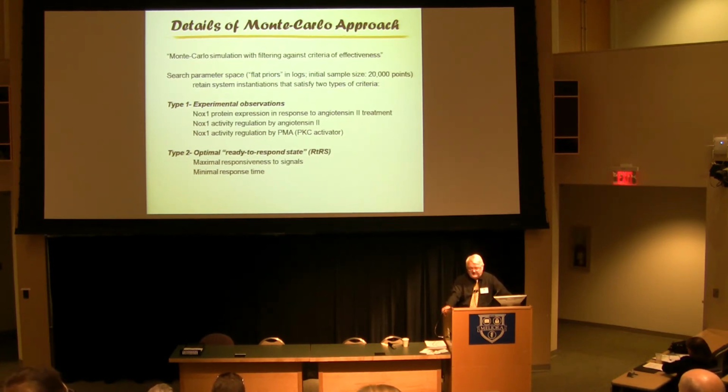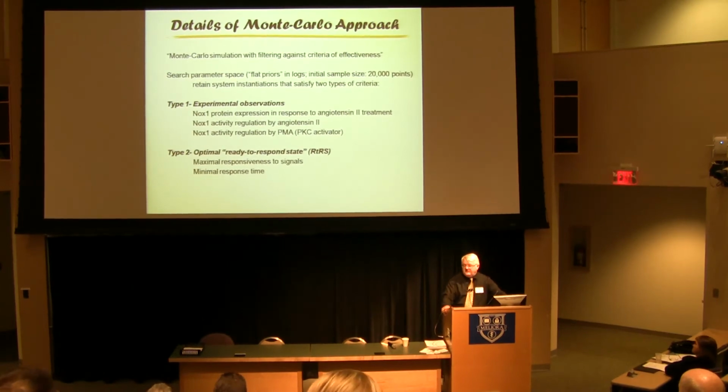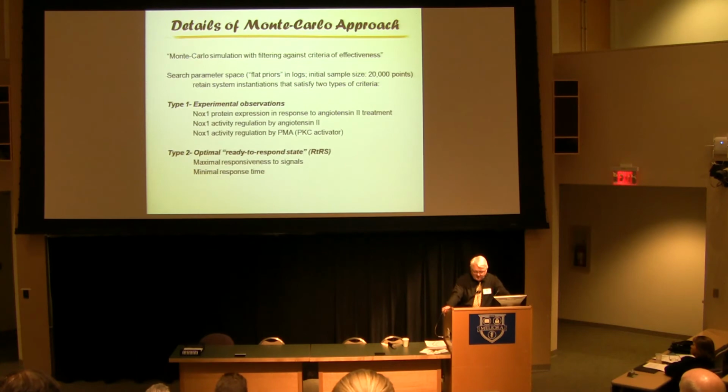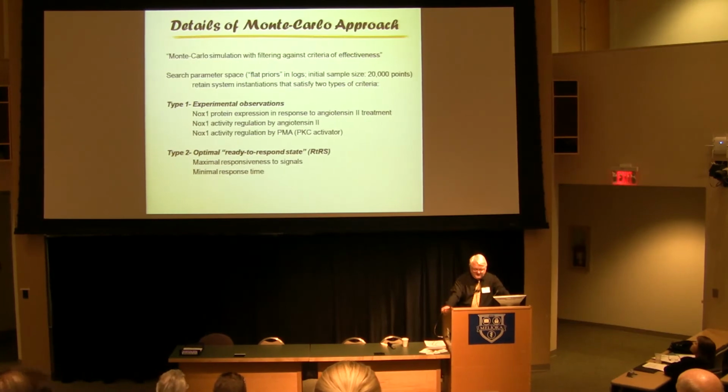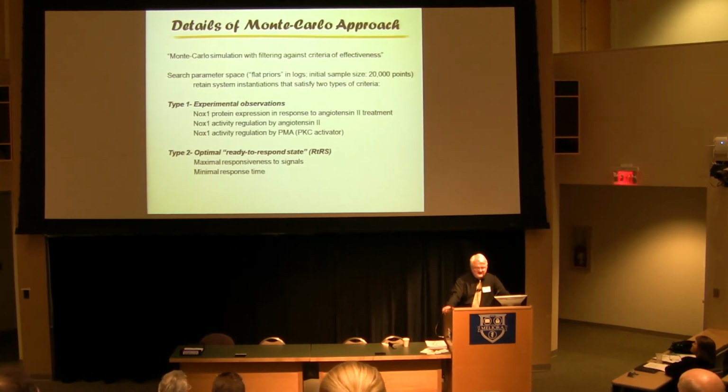And then we looked at system instantiations, so parameter sets, value sets, that satisfy two sets of criteria. The first type of criteria has to do with experimental observations. For instance, there are data on the expression of Nox1 protein in response to angiotensin, this hormone that I mentioned. There is something about the regulation of Nox1, and there's something about the regulation by PMA, which is an activator of PKC, protein kinase C.